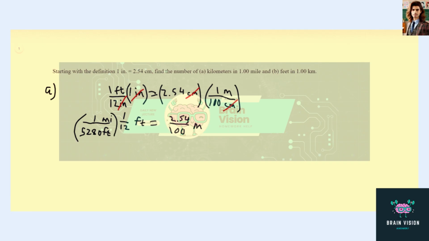And that's our unit multiplier. Okay, and then so again, these feet units will cancel out. And what we'll be left with is some number of miles. So it's pretty close to what we want.